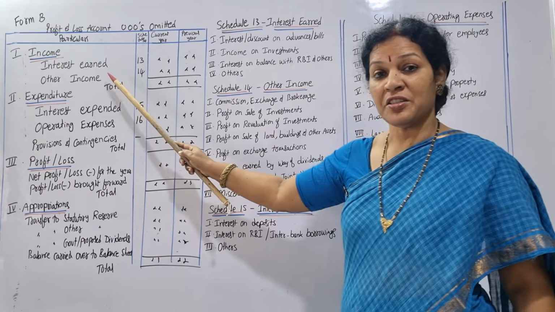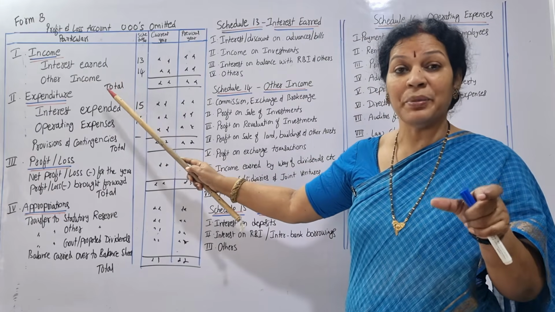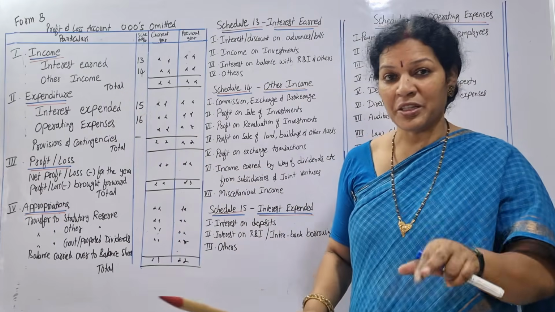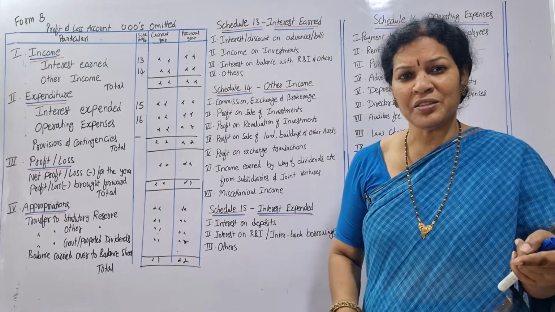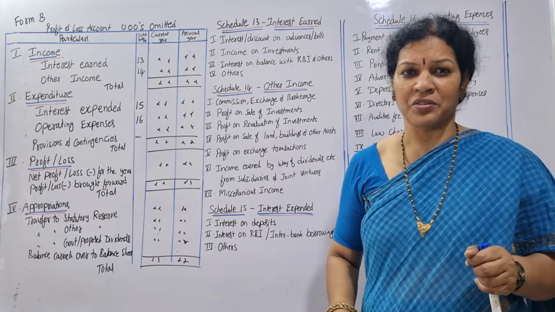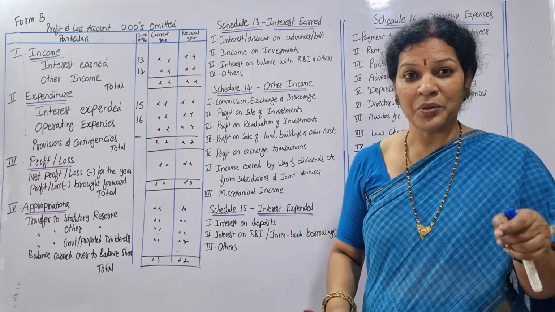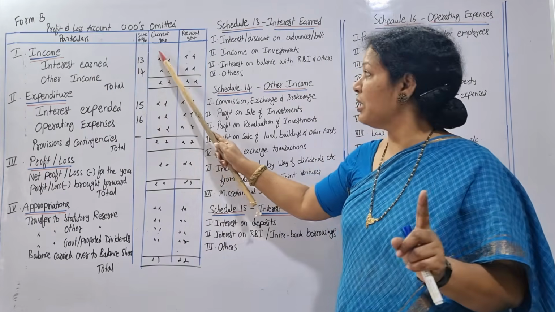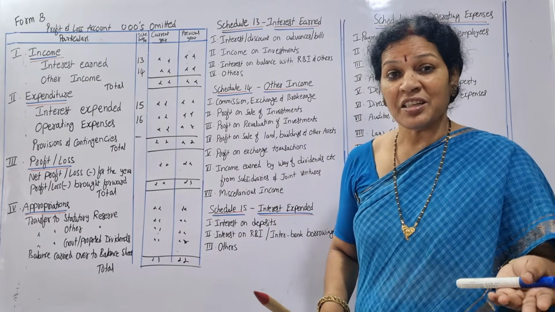Interest earned means how much interest the banking company has earned as income. How are they going to earn the interest? Whenever they give any loans, whenever they give any credit, they are going to get the interest. That is interest earned, schedule number 13.